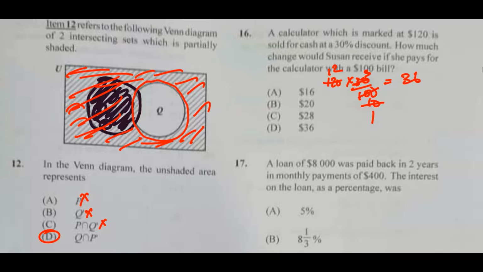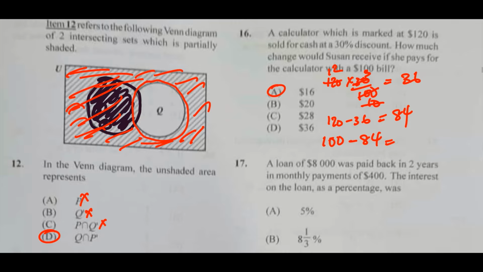So the discount, it will be 120 minus 36, and that's going to give me 84. So the item costs $84 and she's going to pay with a $100 bill. So 100 minus 84 gives me 16.